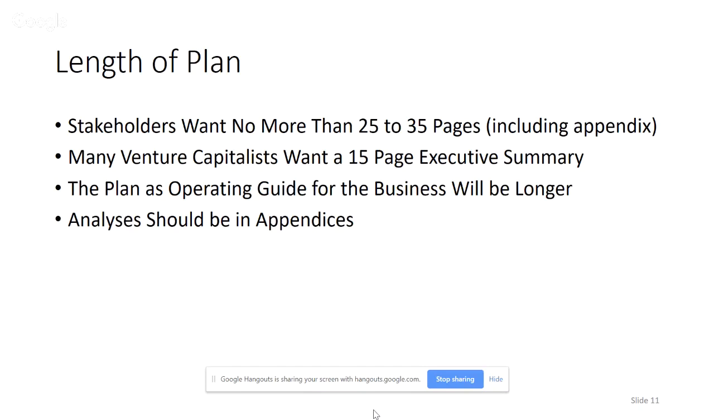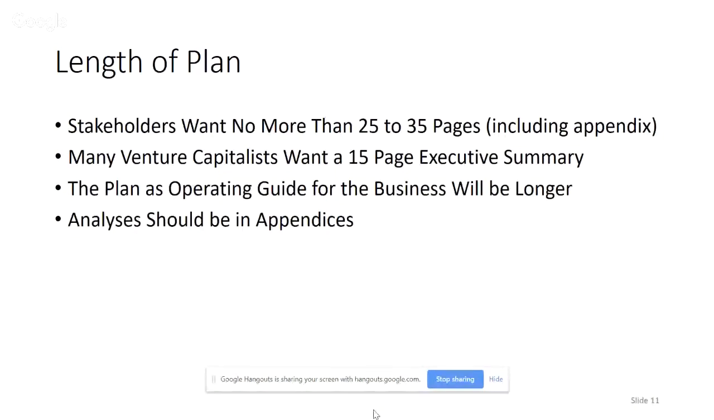Okay. So length of the plan: length varies, right? But stakeholders want no more than 25 to 35 pages, including appendix. So keep it short, keep it succinct, just identify what's most important. Many venture capitalists want a 15-page executive summary, right? So therefore, the business plan as an operating guide for the business will be also longer.